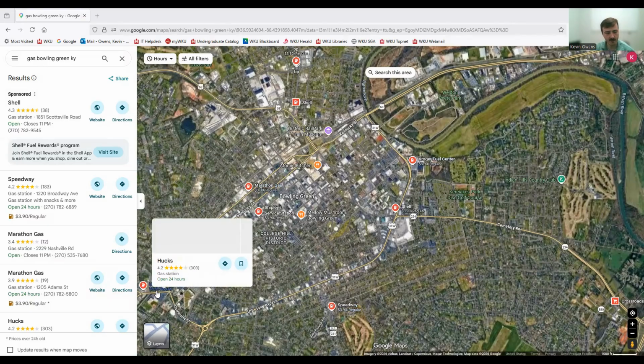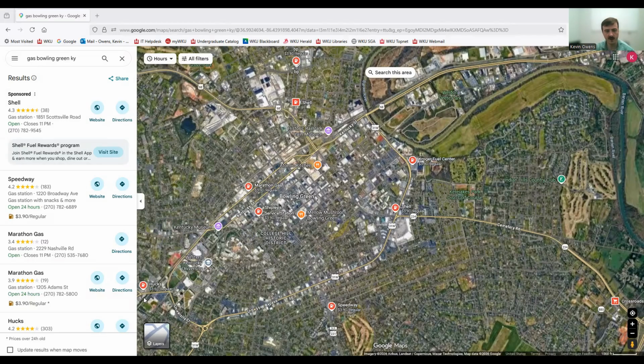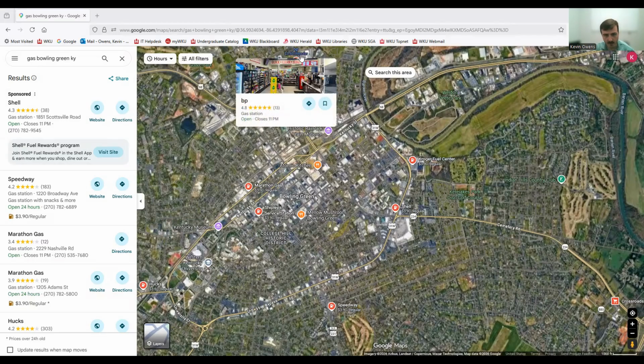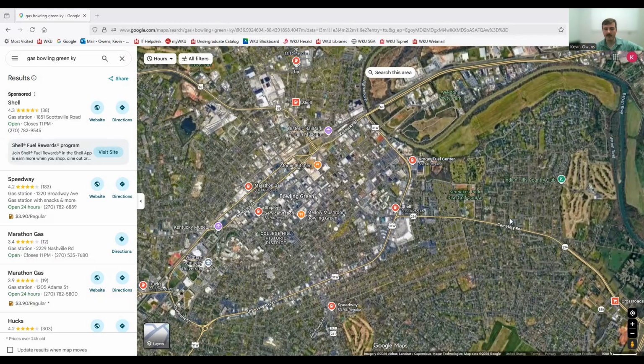And yeah, there's a couple outliers here. Way over here at Hux, it looks like $3.60. Way up here at BP, it's $3.80. But man, that is a trend. They're all charging the same price. Why are they all charging the same price or very close to the same price?